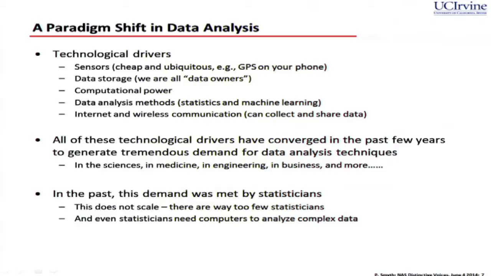And in the past, the way this demand would have been met would have been by, well, you go to your local statistician and they help you analyze your data. This doesn't scale. We just don't have enough statisticians. Now, we're trying to help with that. We have a relatively new statistics department at UCI, but it's still not going to scale. We can't create exponentially more statisticians. And even the statisticians themselves need computers. The data now is large enough and complex enough that even if we had a team of statisticians, it still wouldn't be enough. So obviously, we need to go beyond statistics to handle a lot of this data.